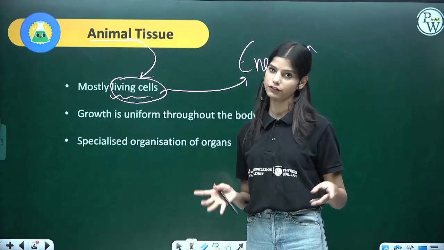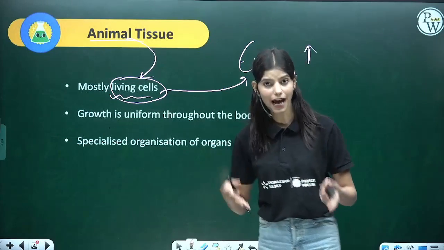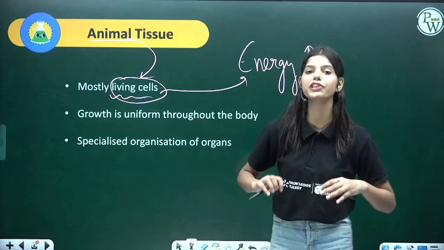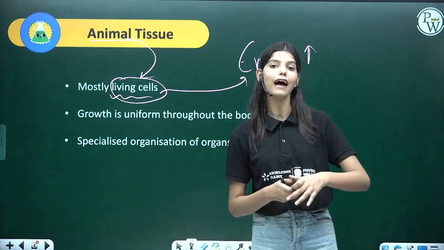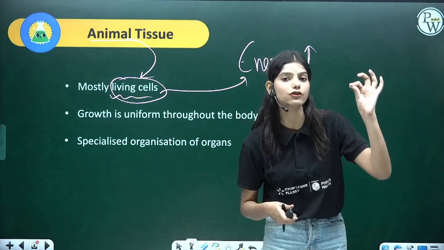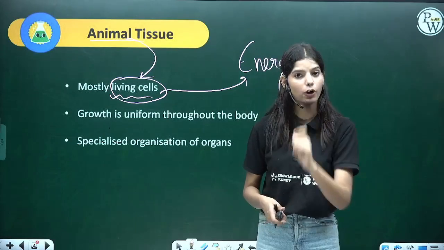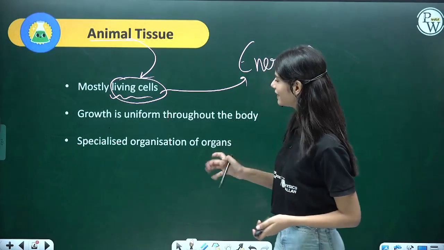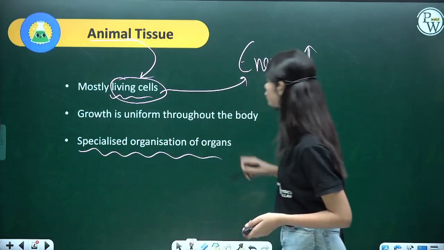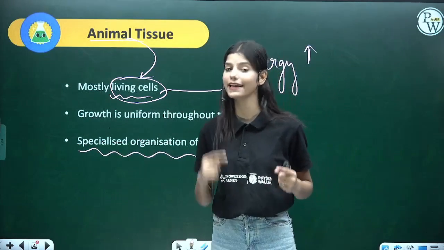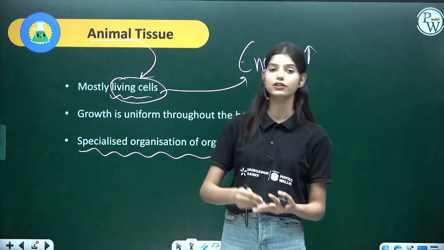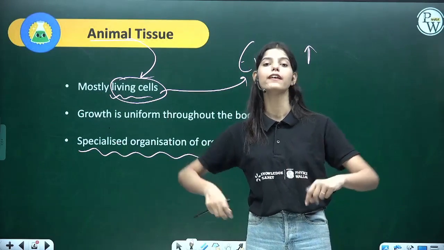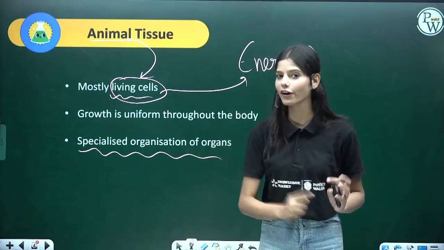Also guys, because we have to perform a lot of functions, our structural organization is really specialized. We have a lot of functions, and for each of the functions our body has an organ system. So basically a specialized organization of organs will be there in animals, because they have to digest, reproduce, respire, excrete, and for each of the functions we have a specialized organ system.